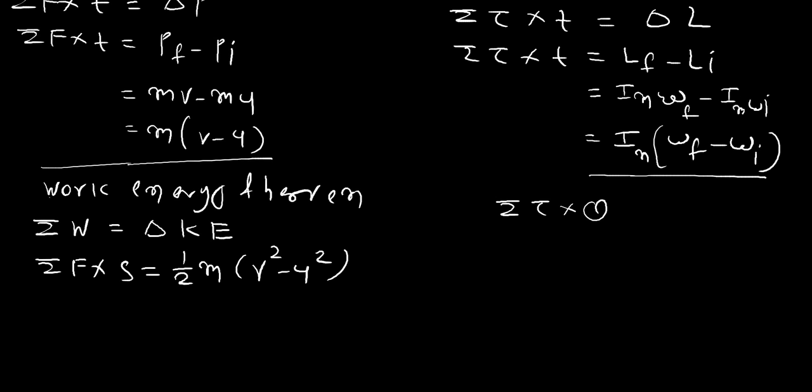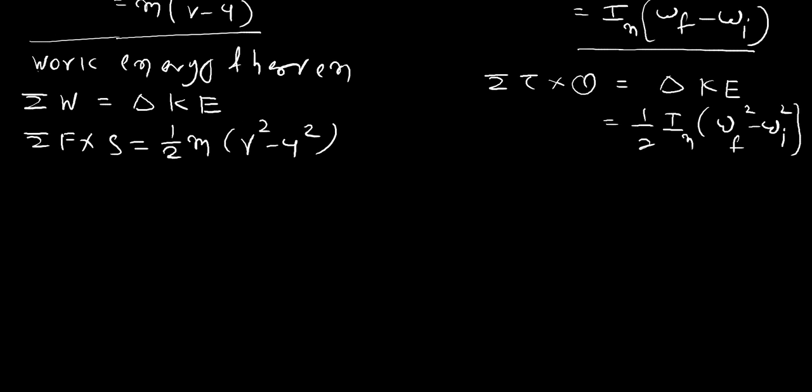So force into displacement is the work done in case of linear motion. Here, torque into angular displacement is the work: tau into theta, the angular work done. Change in rotational kinetic energy becomes again 1/2 I, we can take omega final square minus omega initial square. Linear kinetic energy is half mv square, rotational kinetic energy is half I omega square.